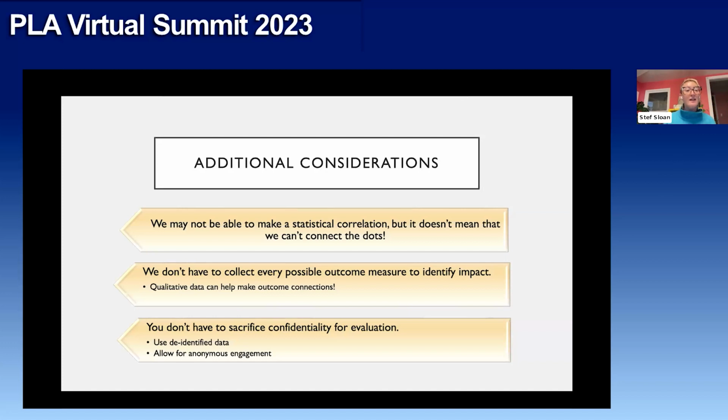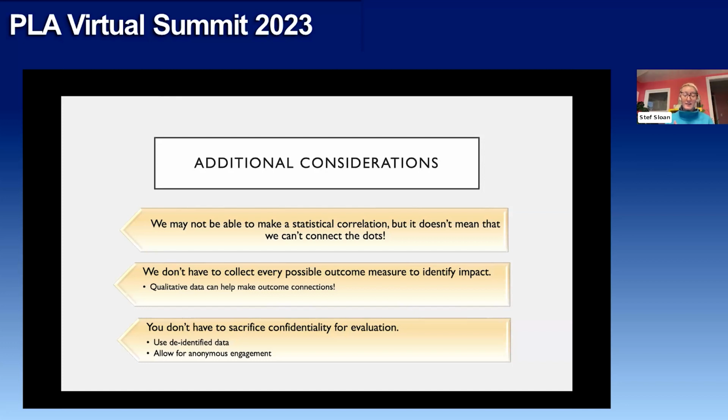And that's really through that triangulation of data piece. We don't also have to collect every possible outcome measure to identify impact. I really love using qualitative data to help tell the story of how those quantitative variables come together. And so we may not know where we're landing just yet, but we can use quantitative and qualitative data to talk more about where we're going and talk about some emergent findings that we have.